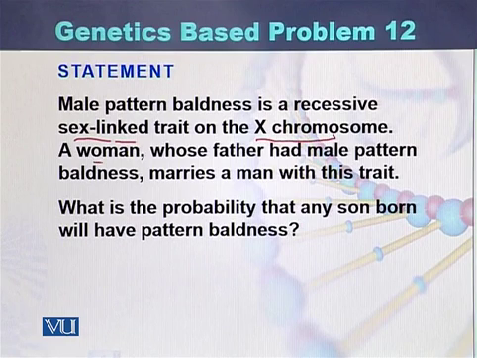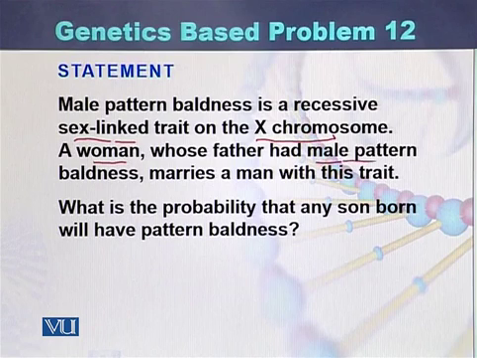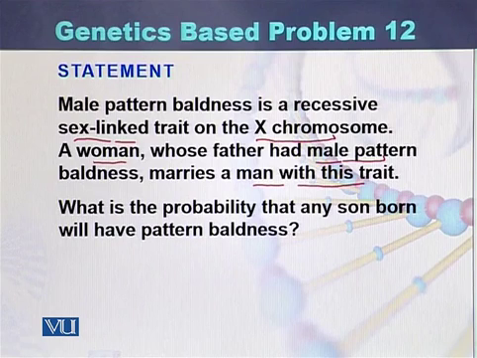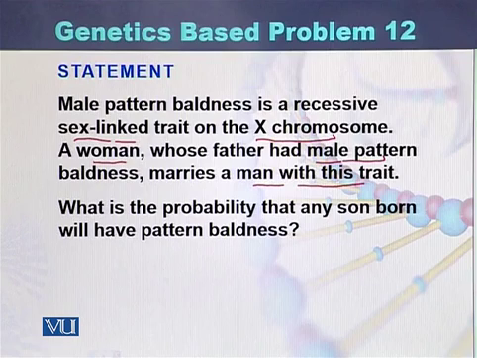A woman who has a father with the same disease, that is male pattern baldness, marries a man who also has this disease. So the woman marries a person who has this disease, and the father of the woman also has this disease. And this disease is recessive X-linked.